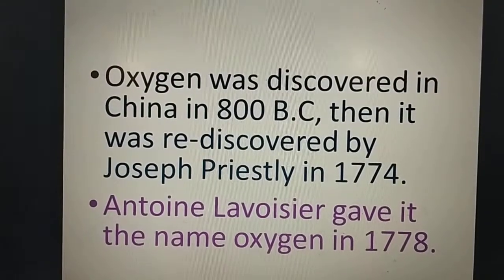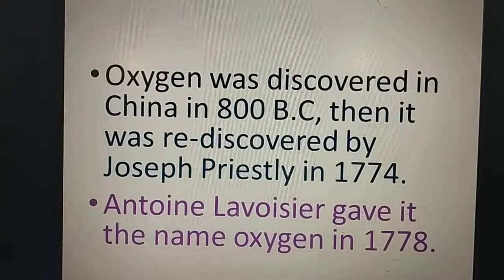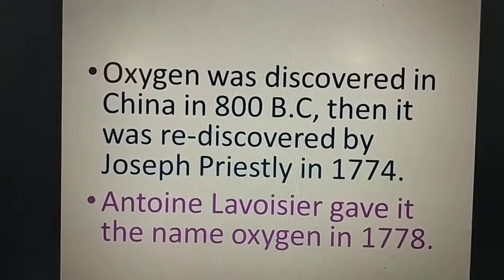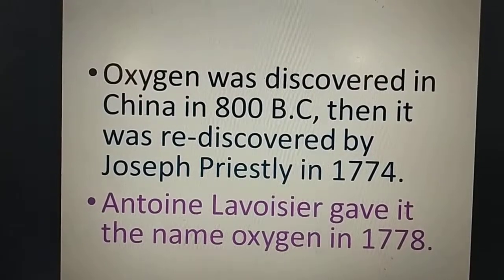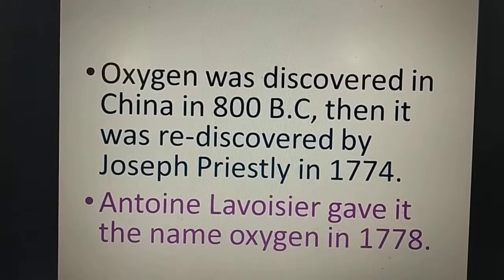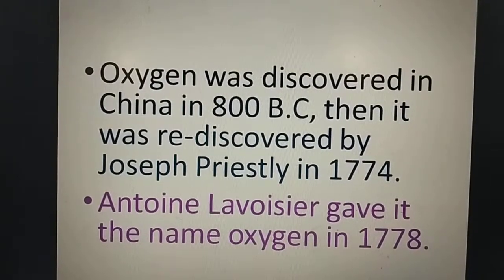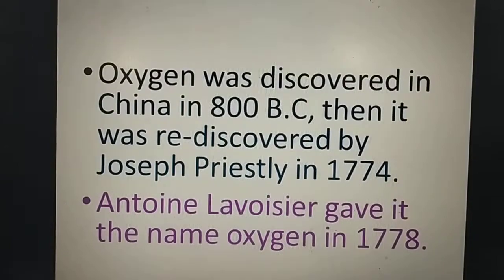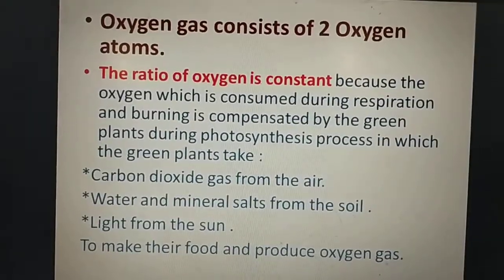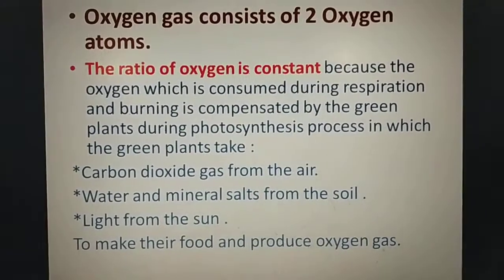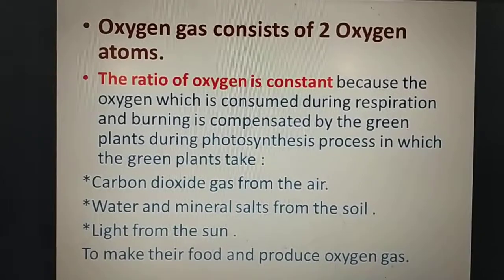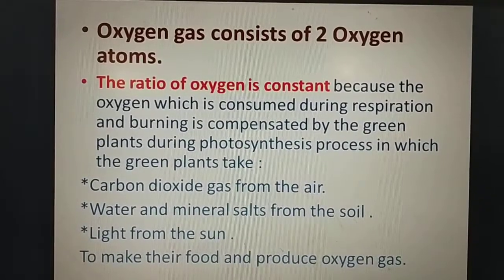Oxygen gas was discovered in China in 800 BC. Then it was rediscovered by Joseph Priestley in 1774. Then Antoine Lavoisier gave it the name oxygen in 1778. Okay, you should know that oxygen gas consists of two oxygen atoms, and the symbol of oxygen is O2.